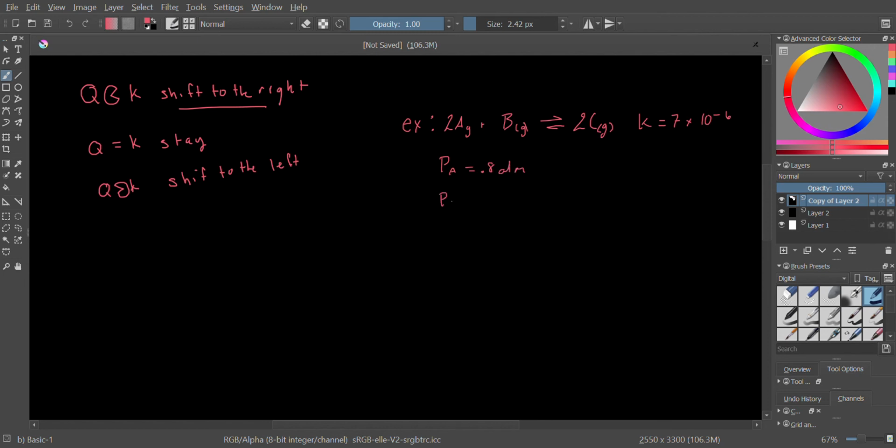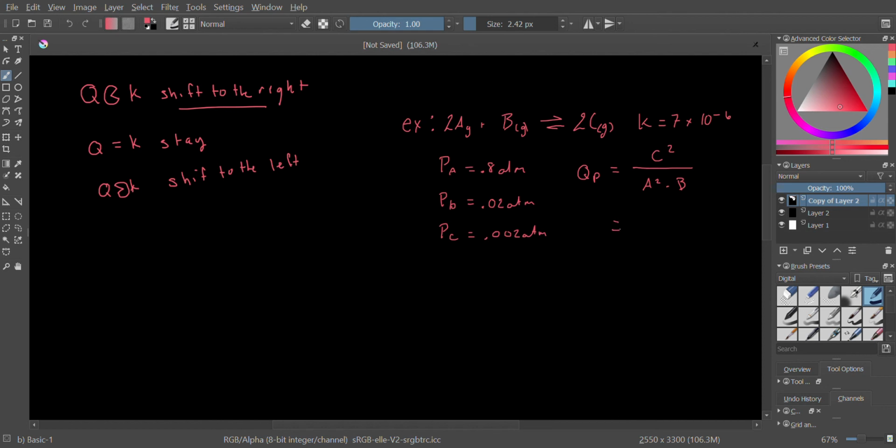And given initially, the pressure of A is 0.8 atm, the pressure of B is 0.02 atm, and the pressure of C is 0.002 atm. Remember last week, Kc was for concentration and Kp was for purely gases. So this is all gases, so we can write Qp, which is equal to our products, C squared, over A squared times B.